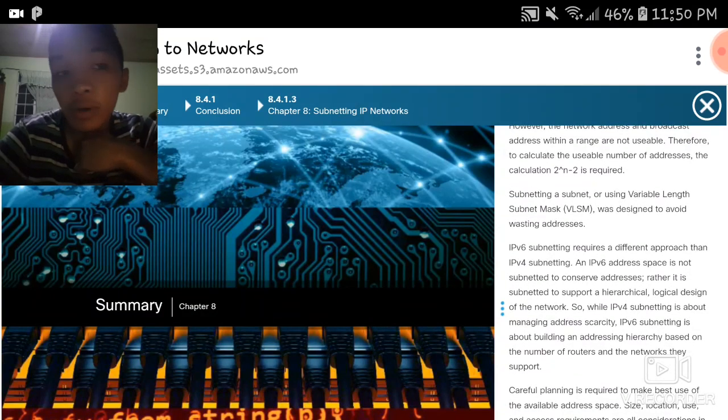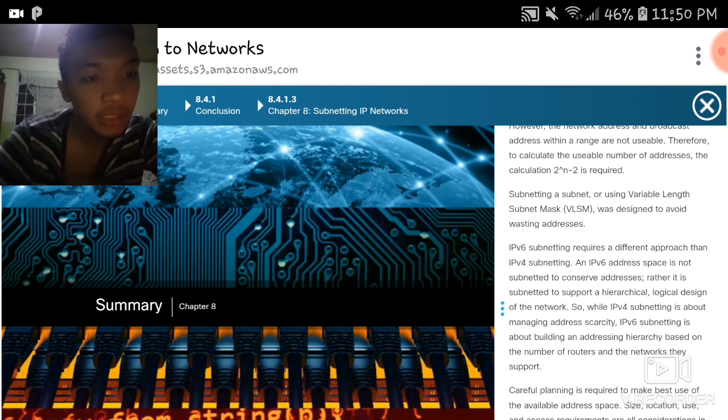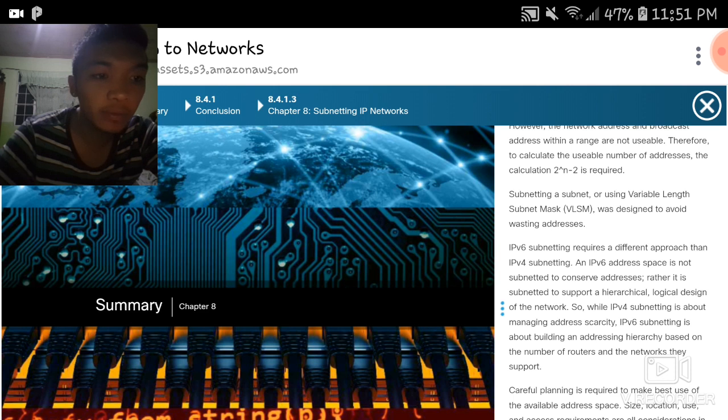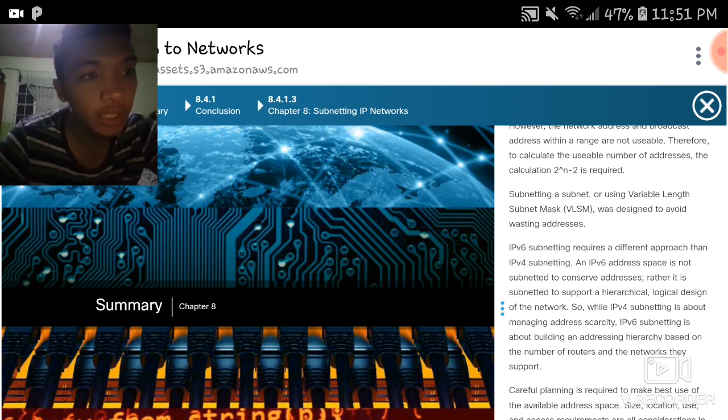So while IPv4 subnetting is about managing address scarcity, IPv6 subnetting is about building an addressing hierarchy based on the number of routers and the networks they can support.